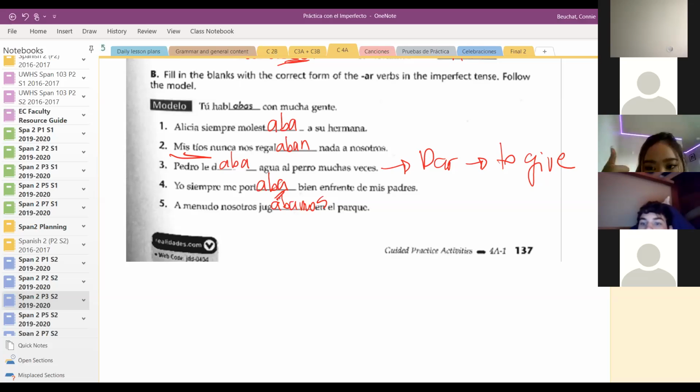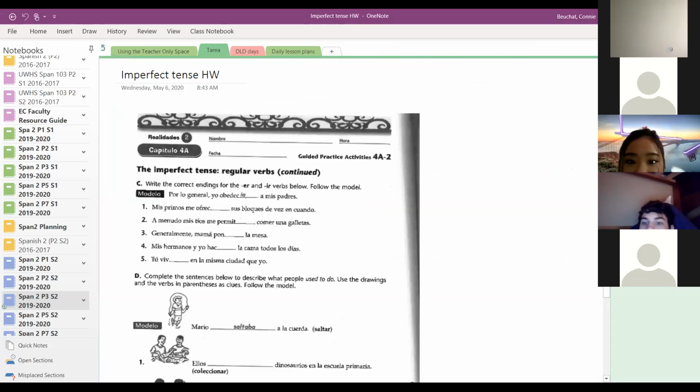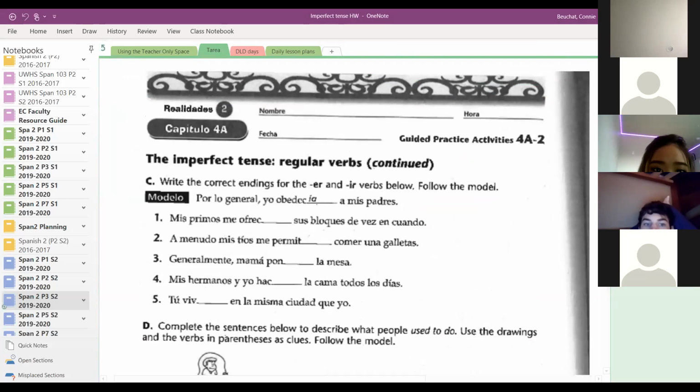Yeah, pretty good? Okay, so I want to show you the homework so we understand what it is. If you can click on your Tarea tab and click on the imperfect tense homework. The first part, the letter C, is pretty straightforward. It's asking us to put the ending, and now these are ER and IR verbs. So we know what we're doing on C?